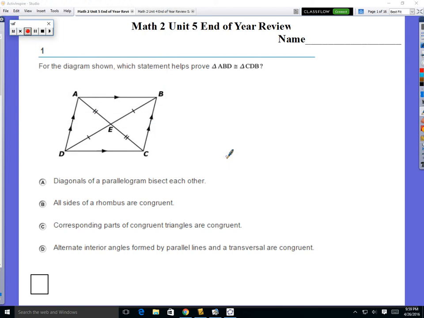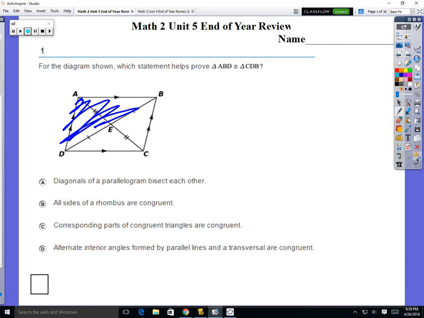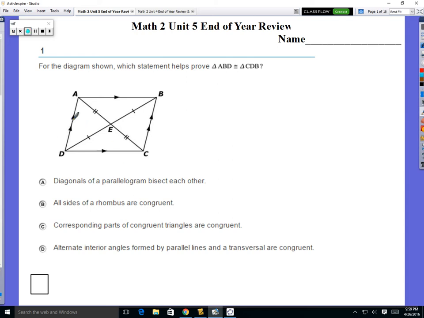Here we go. Unit 5 is geometry and trig number 1. For the diagram shown, which statement helps prove that triangle ABD, so that's this triangle right here, is congruent to triangle CDB. So here we go. You got 4 options, A, B, C, D. Now, these markings mean that AD is parallel to BC, and at the same time AB is parallel to DC.